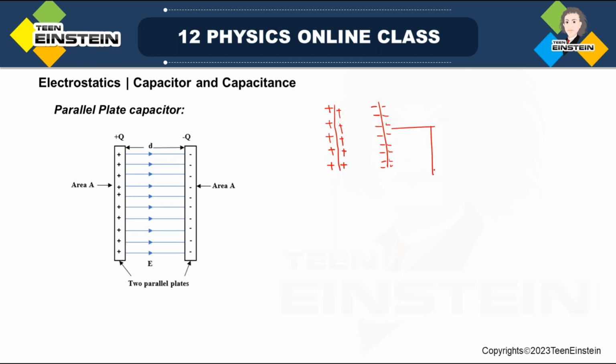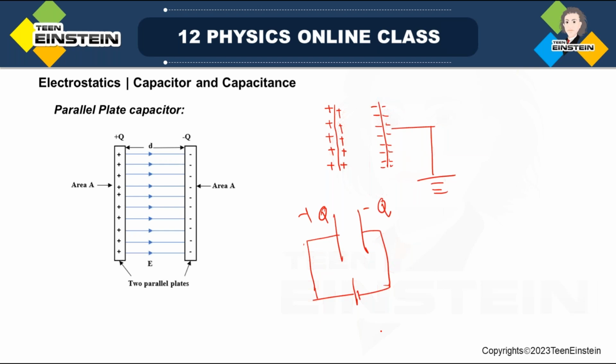And if it is earthed, then the negative charges will go. Anyway, this will actually constitute a parallel plate capacitor. Or if you have two conducting plates connected via a battery, then positive charges here and negative charges here will be induced. So this is actually a parallel plate capacitor.